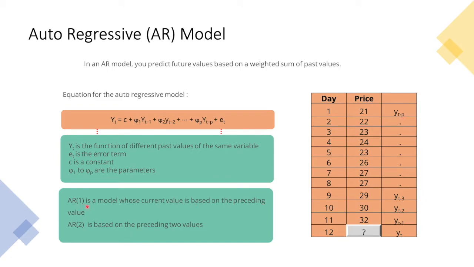AR(1) is the model whose current value is based on the preceding value. Basically, this means the p value is 1. So, for example, if I want to predict y_t, we only need to consider y_(t-1). And AR(2) is based on the preceding two values. To figure out y_t, we need to consider y_(t-1) and y_(t-2).